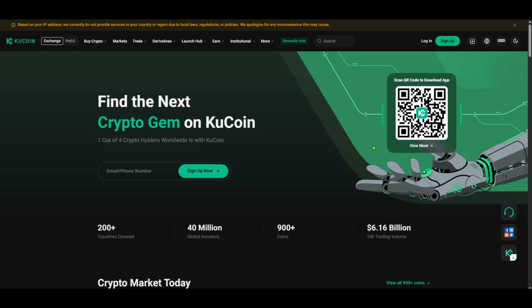Once you're on the home page, locate the Login option. Click on it and enter your login credentials to access your account. This step is essential because you won't be able to trade without being logged in.